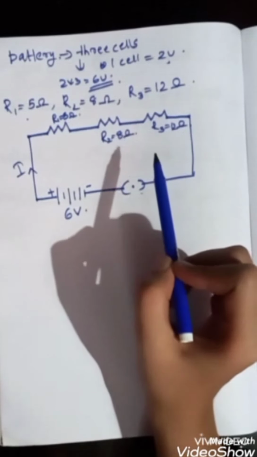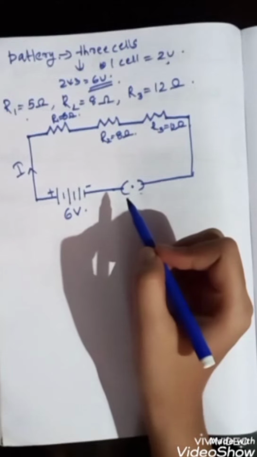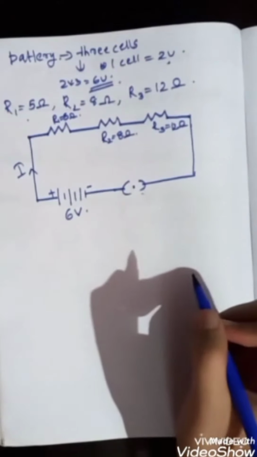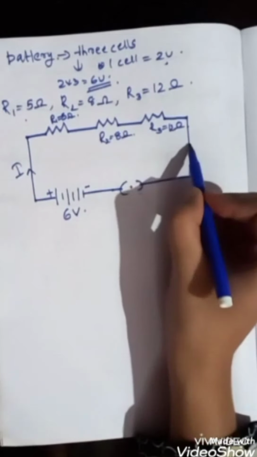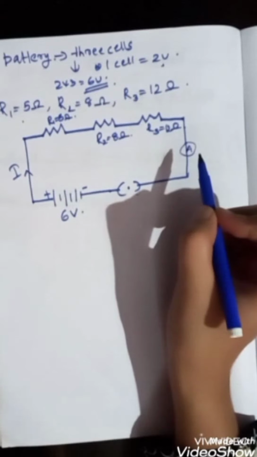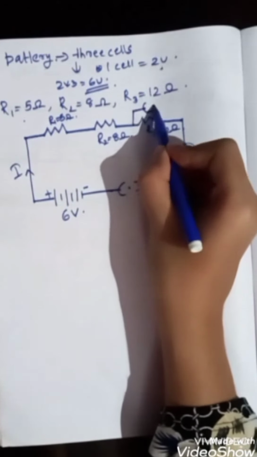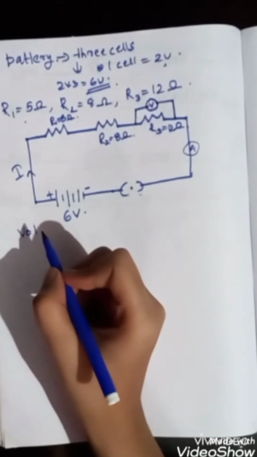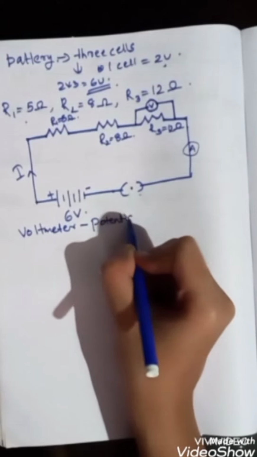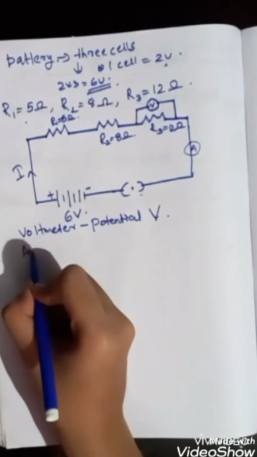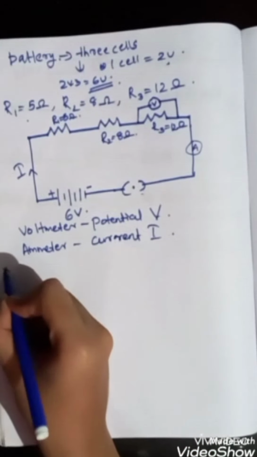By using the above diagram, putting in an ammeter to measure the electric current across the 12 ohm resistor, and putting in a voltmeter to measure the potential difference across the 12 ohm resistor, what would be the readings in the ammeter and the voltmeter? There is an ammeter here, and a voltmeter is connected across the 12 ohm resistor. We have to find the readings. Voltmeter reading means the potential difference V, and ammeter reading means the current I.